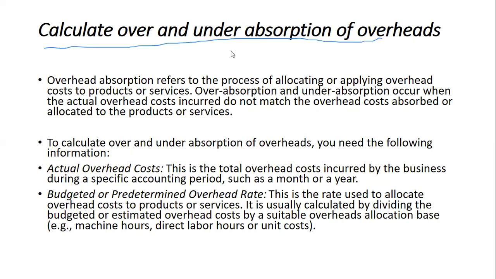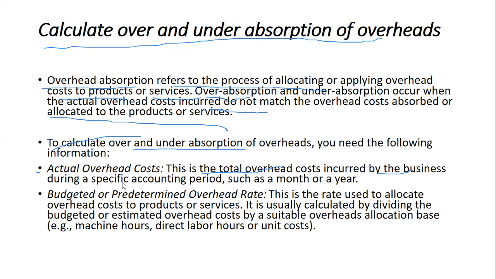Calculate under absorption of overheads, which is exactly what we did. Overhead absorption refers to the process of allocating or applying overhead cost to products or services. Over absorption and under absorption occur when the actual overhead incurred does not match the overhead costs absorbed or allocated to the products or services. To calculate over and under absorption of overheads, you need the following information. You need the actual overhead costs, like what you had in the previous question.